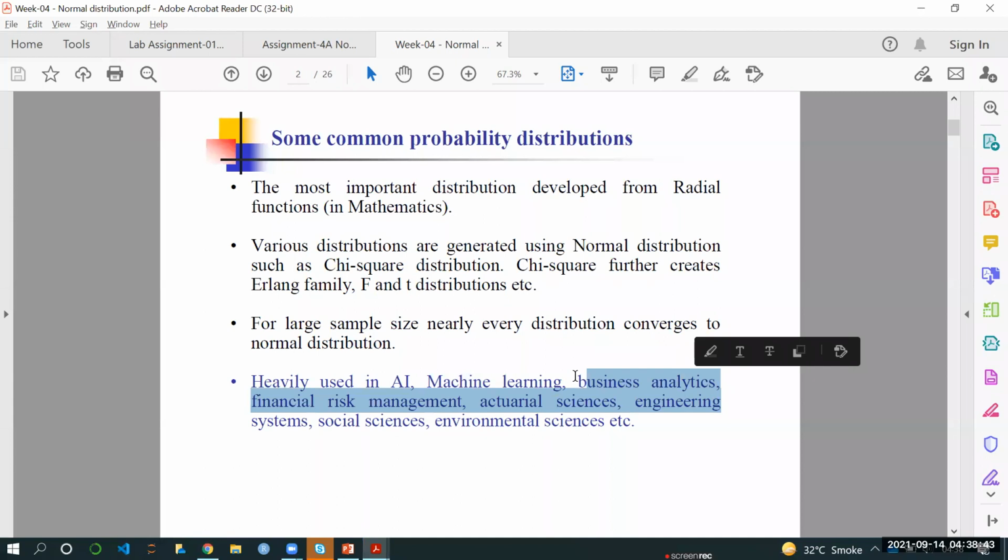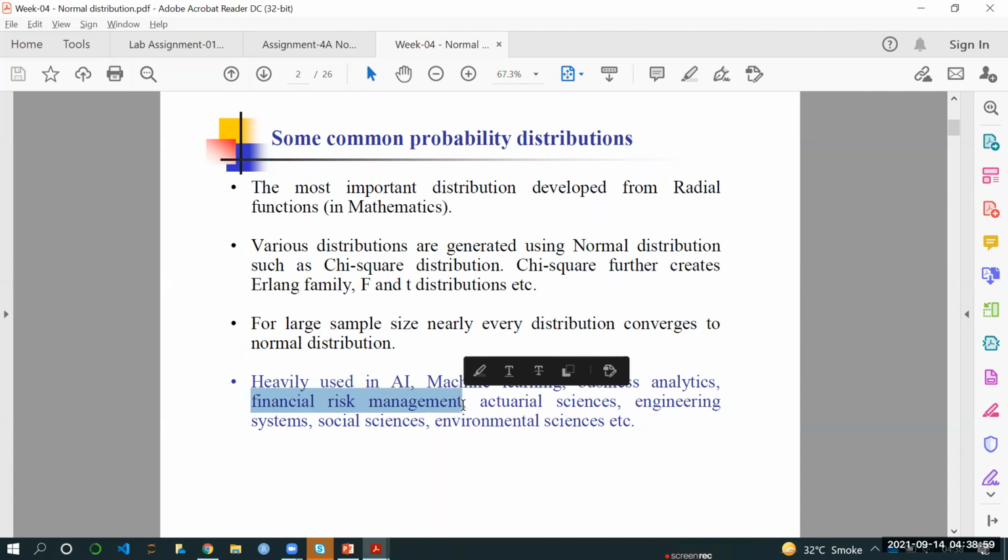Business analytics, like if you have everything normal, then you can make predictions and decisions. Financial risk management, actuarial sciences, engineering applications. So whenever things are normal, that means the English word normal, then we can assume that on the back end we have a normal probability distribution.